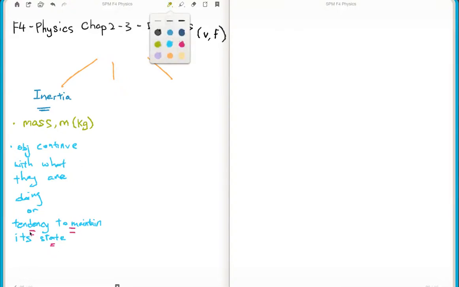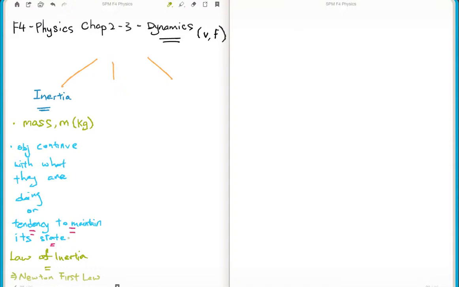This is what you call the law of inertia. What is it about? It's actually Newton's first law. The law of inertia is Newton's first law. You may equate it to that in some objective questions. There are a total of three laws. The first law is a tendency to maintain its state, meaning an object continues its state as it is unless acted upon by an external force.